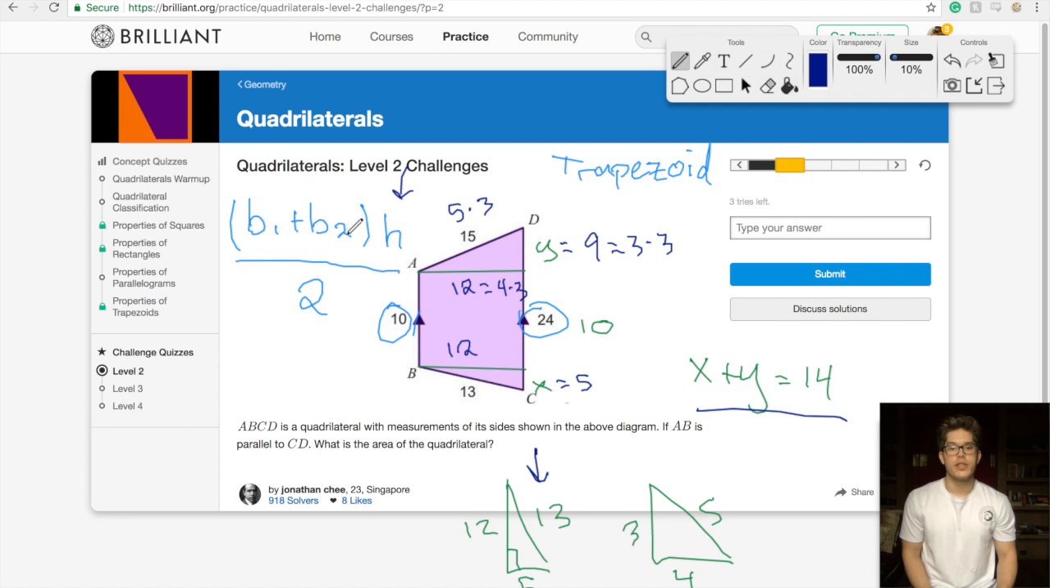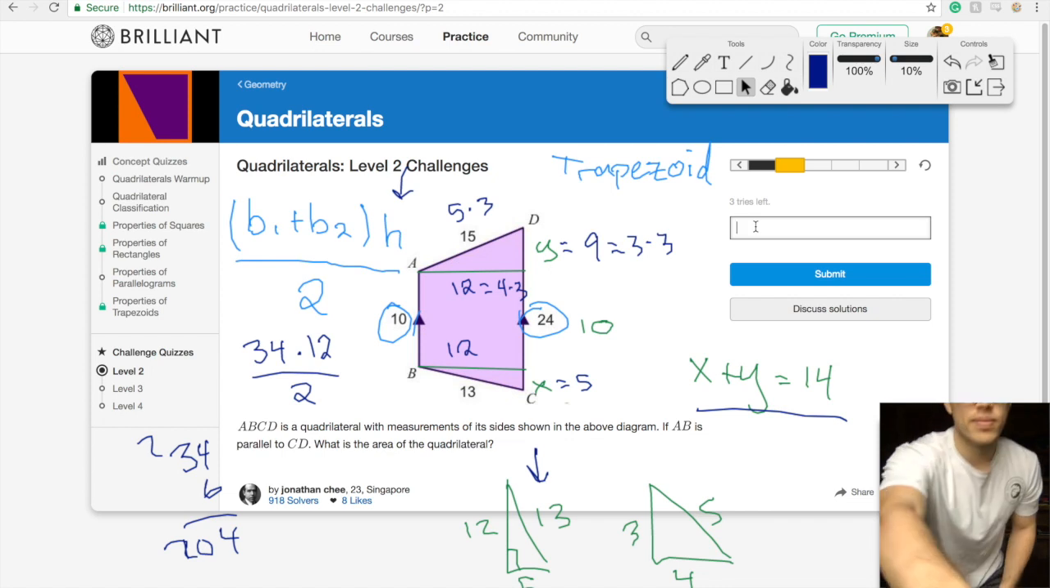We have base 1 plus base 2, 10 plus 24 is 34, times our height, which is 12, divided by 2. And so here I'll just go ahead and divide 12 and 2 to get 6, and then I'll multiply 34 times 6. So out to the side, we'll have 34 times 6. 6 times 4 is 24, put a 4, carry a 2. 6 times 3 is 18, plus 2 is 20. So I believe our answer here is 204.